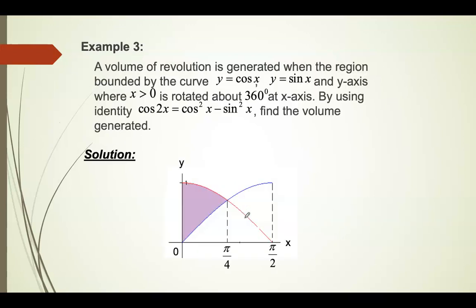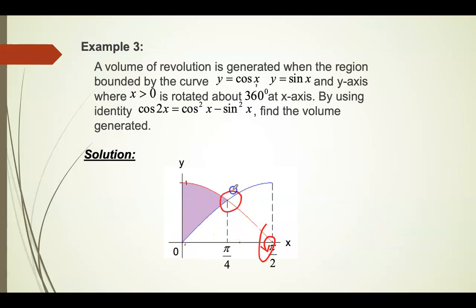Now, what if there are two curves? One is, again, like just now, cos x, and one of them is sine x, and it's going to be rotated about the x-axis. So by using the identity, the question then goes on to say, by using the identity cos 2x is equal to cos squared x minus sine squared x, find the volume of the solid generated, from 0 to pi over 4.